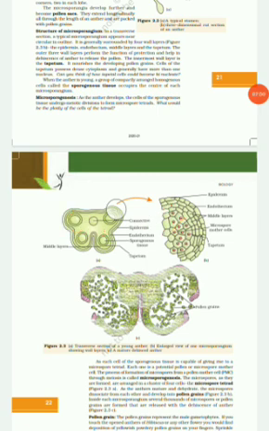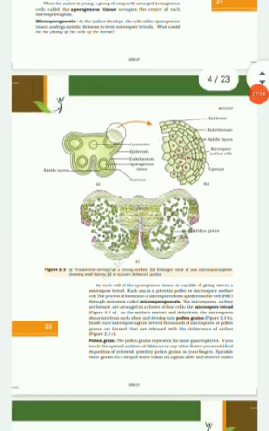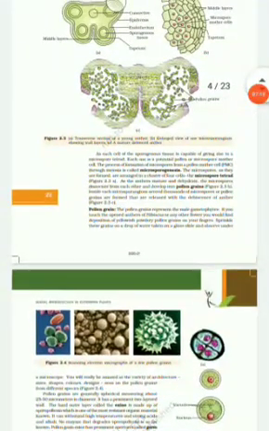As the anther develops, the cells of the sporogenous tissue undergo meiotic division to form microspores. Each cell of the sporogenous tissue is capable of giving rise to a microspore tetrad, so each one is a potential pollen or microspore mother cell. The process of formation of microspores from the pollen mother cell through meiosis is microsporogenesis.